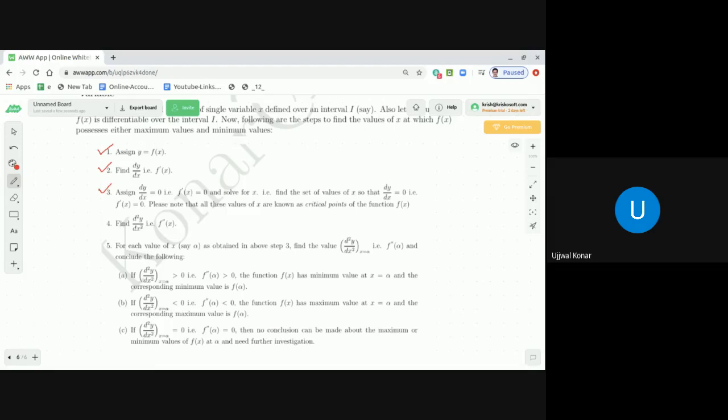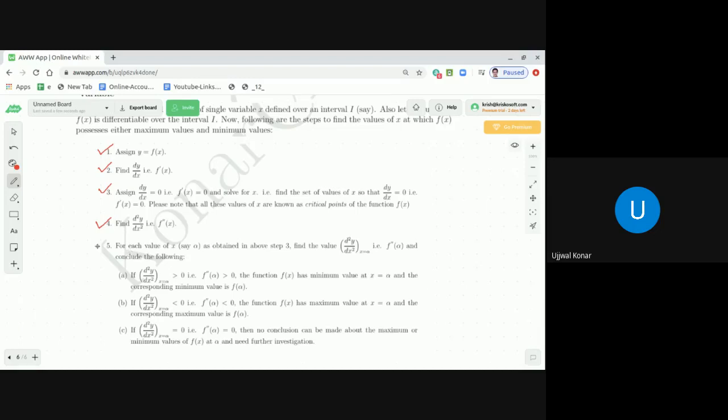Why critical points? Because these are the points for which the value of f dash x equal to 0. That means at all those points, if you draw a tangent to the curve, the tangent should be parallel to the x-axis. A different way of viewing this same statement. So these are all the critical points of the function f(x). Now let's come to the fourth step. That is find d2y/dx2, that is f double dash x. F double dash x is equal to nothing but d/dx of f dash x. That is what is known as f double dash x.